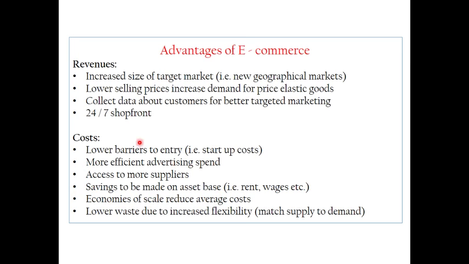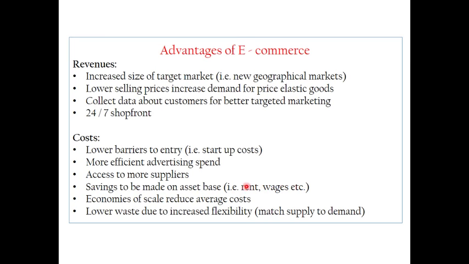I'm going to get more efficient advertising spending, which should lower my advertising costs for reasons we've already discussed. I might be able to access a greater number of suppliers, so I'm not just reliant on those suppliers in my area, and I may, as a result, achieve better prices. I can go to a more competitive supplier if I am using the internet to search out those more competitive suppliers. So savings can be made on the asset base.